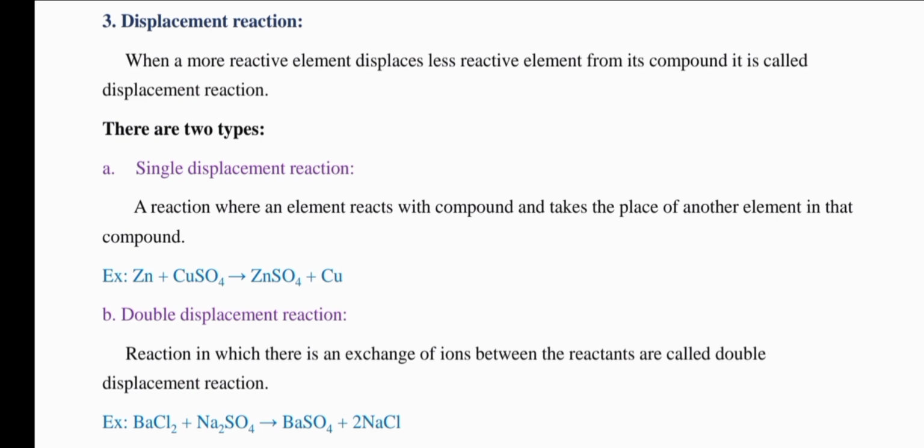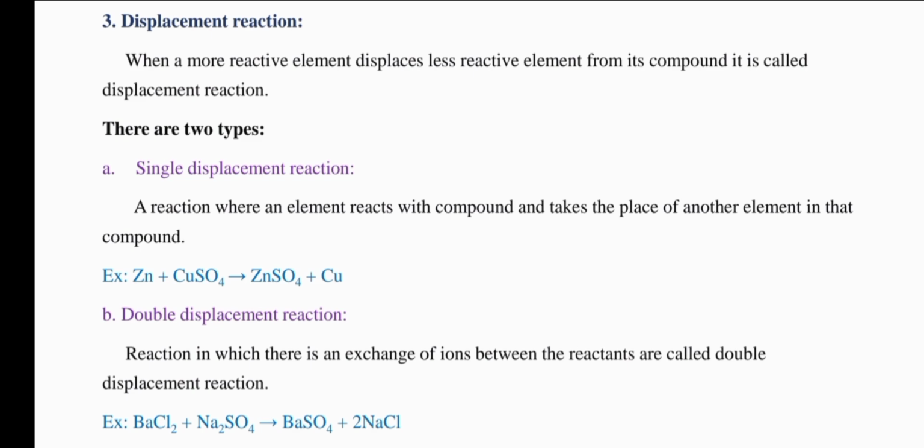Third type of chemical reaction is displacement reaction. When a more reactive element displaces a less reactive element from its compound, it is called a displacement reaction. There are 2 types of displacement reaction. Let me discuss one by one. First one, single displacement reaction: a reaction where an element reacts with a compound and takes the place of another element in that compound. Example, when zinc reacts with copper sulfate, it forms zinc sulfate and copper.